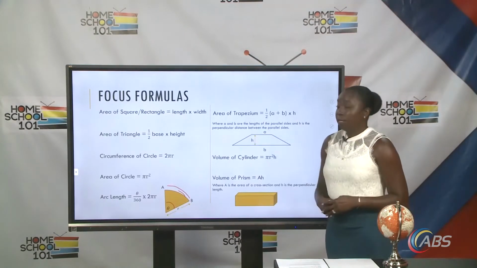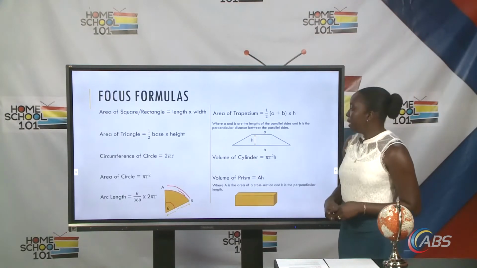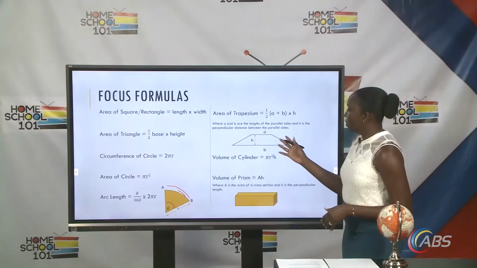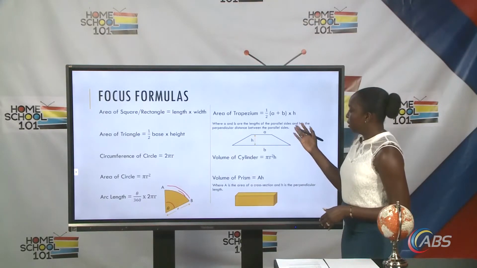We're also going to be looking at the area of a trapezium, which is half of A plus B times H. And all those letters obviously have meaning. So where A and B are the lengths of the parallel sides, and h is the perpendicular distance between the parallel sides. Now that sounds like a whole lot, but the diagram here pretty much depicts what the sentence before is talking about.